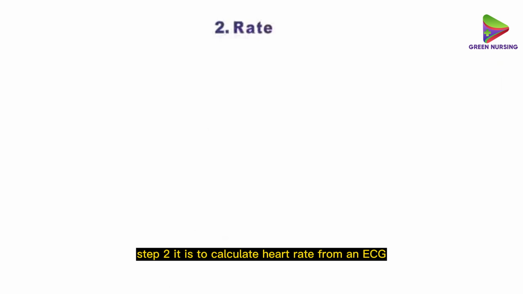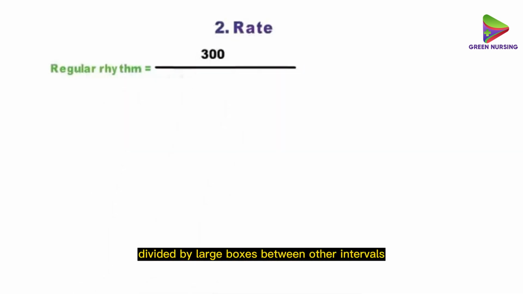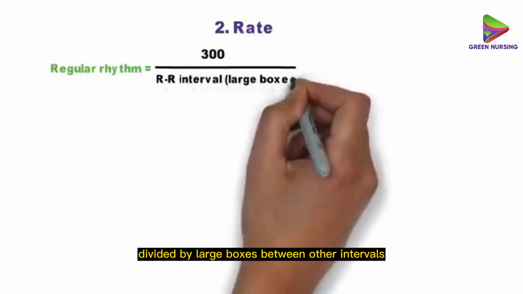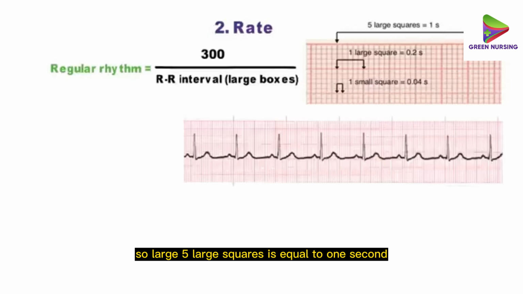Step 2 is to calculate heart rate from an ECG. If the rhythm is regular in the ECG, heart rate is calculated by 300 divided by the number of large boxes between RR intervals. And this is an ECG graph paper. If the speed or calibration of the ECG machine is 25 millimeters per second, then one small square corresponds to 0.04 seconds, and one big square 0.2 seconds. So 5 large squares is equal to 1 second.